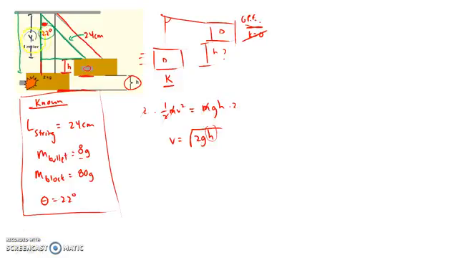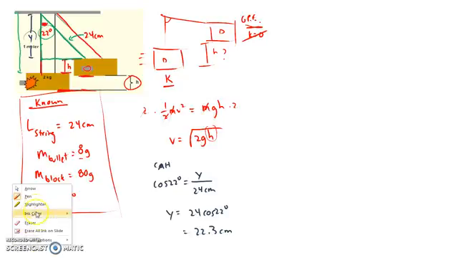So the first part is, let's try to figure out what this length y is. I'm going to use SOHCAHTOA. I'm going to say cos of 22 degrees is equal to the adjacent, which is y, all over my hypotenuse, which is 24 centimeters. Isolate for y, put that in my calculator, and I find it's 22.3 centimeters. So now I know y, and I want to find h.